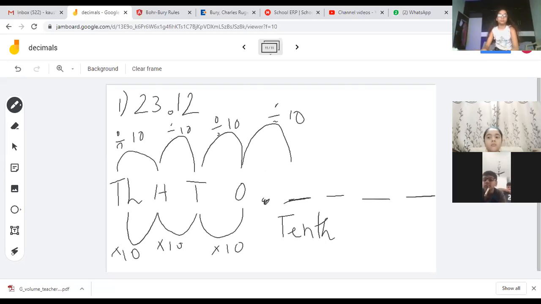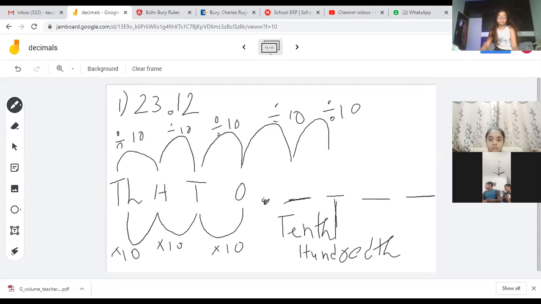Then the next one again will be divided by 10, and this place is called hundredth. Further division of this number will be thousandth.